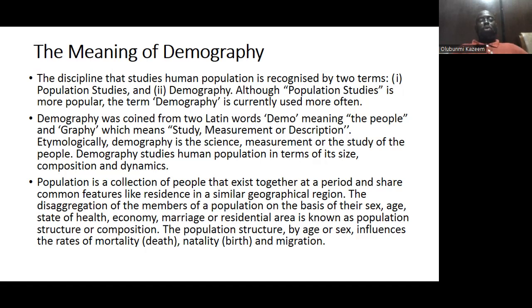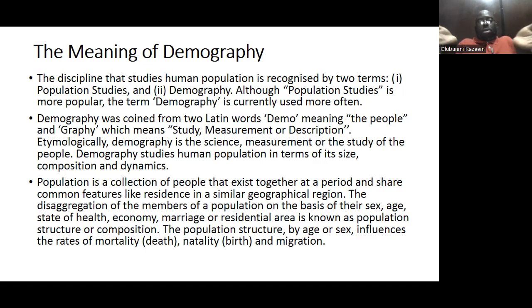So when we talk about population, generally, population has to do with a collection of people coexisting at a particular time in a particular place. So the place, the geographical entity, could be a small community, it could be a large community, it could be a state, it could be a country, it could be a continent, it could even be the whole world.